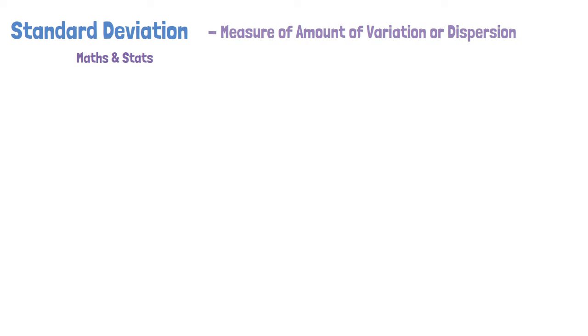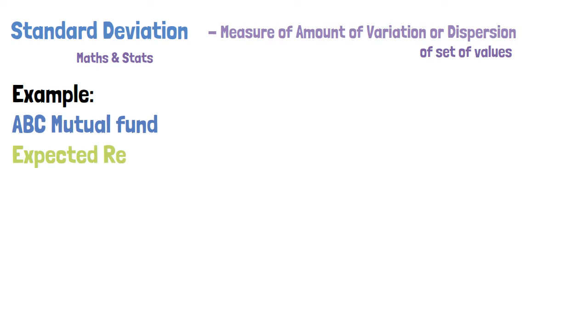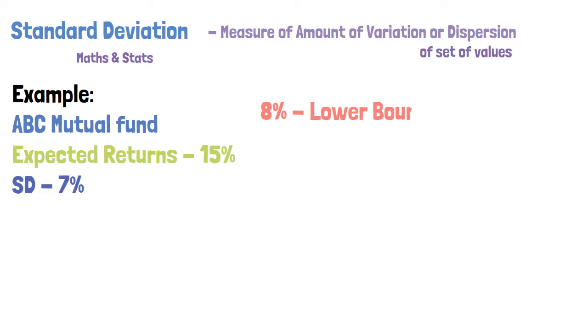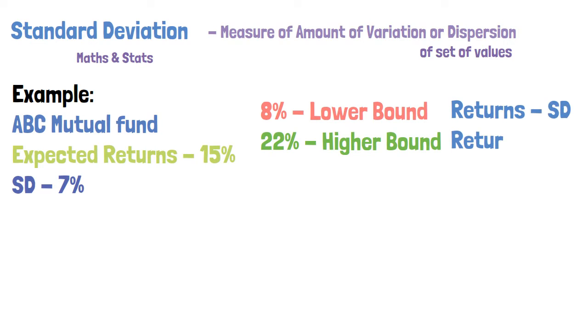Standard deviation. We have come across this term in the mathematics statistics portion, and we know that standard deviation is a measure of the amount of variation or dispersion of a set of values. Say for example, ABC mutual fund provides 15% returns, and if the standard deviation is 7%, then we should be aware that we may get either 8%, which is the lower bound, or 22%, which is the higher bound. This is simply calculated by return minus standard deviation and return plus standard deviation.